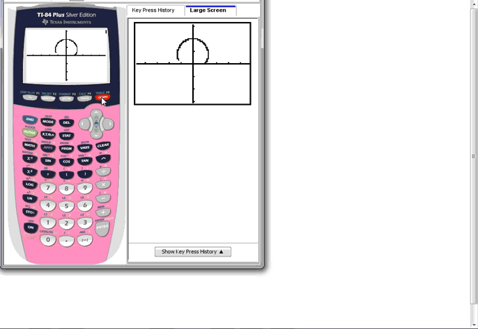What do we have to do with these, Mr. G? Or could we just do it on our calculator? These you can do on your calculator.